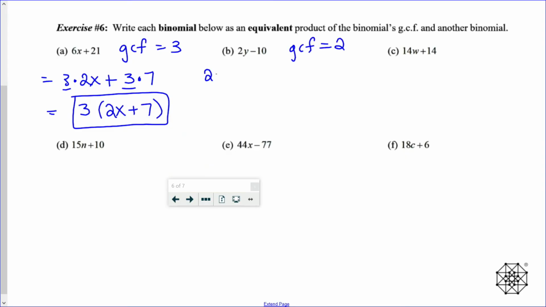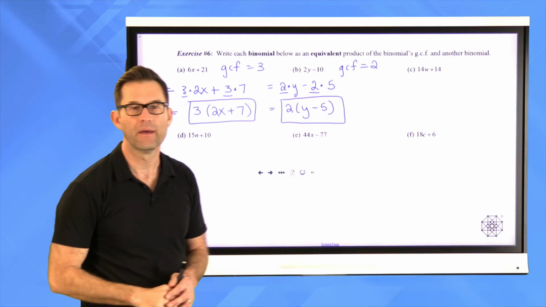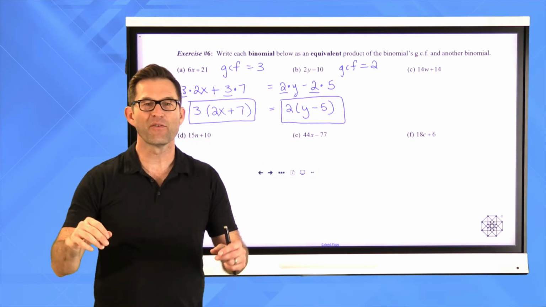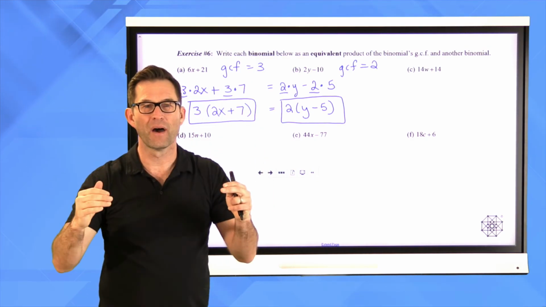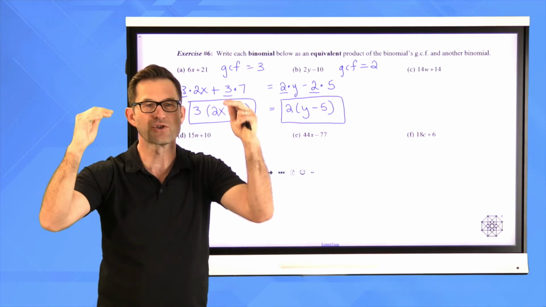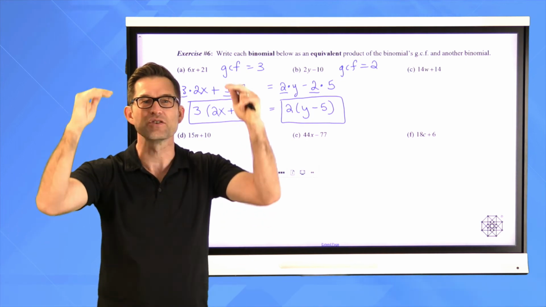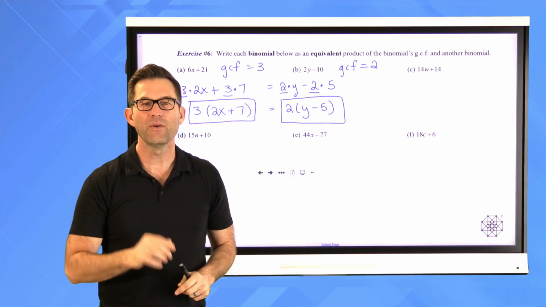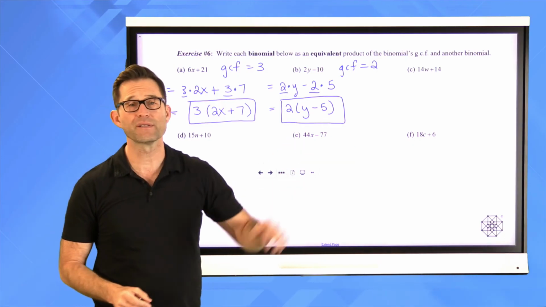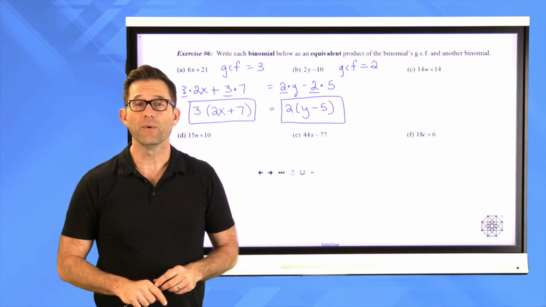I can think about this as 2 times y minus 2 times 5. There's that 2, in which case this is 2 times y minus 5. I'm just going backwards on the distributive property. If you ever wrote out the distributive property line by line, instead of going in this direction, I'm now going in this direction. What I'd like you to do now is pause the video and take a shot at the rest of these. See where you can get to, and then we'll go through each one.